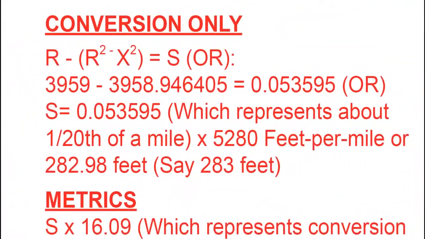R squared minus x squared equals s, or 3959 minus 3958.946405 equals 0.053595, or s equals 0.053595, which represents about 1/20th of a mile times 5280 feet per mile, and that comes to 282.98 feet, say 283 feet of curvature between Dover and Calais.